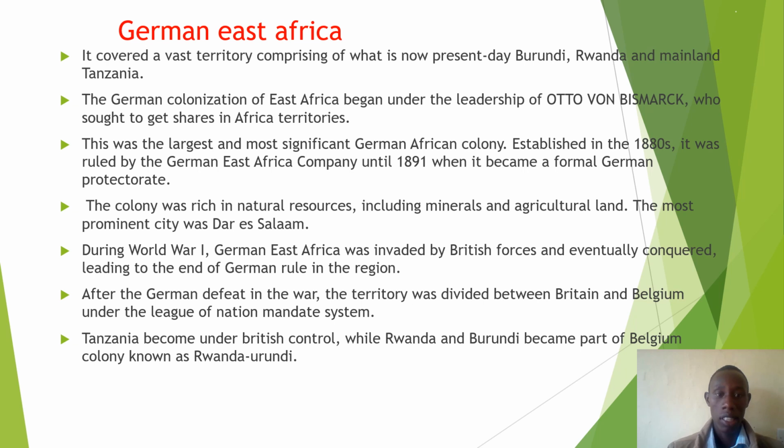After the German defeat in the war, the territory was divided between Britain and Belgium under the League of Nations mandate system. Tanzania came under British control, while Rwanda and Burundi came under Belgian control, known as Ruanda-Urundi.